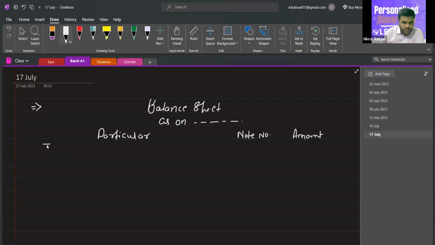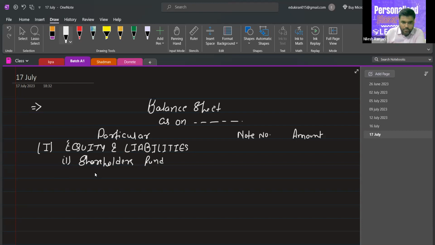Now, the first side, the upper side, is called equity and liabilities. Under equity and liabilities, the first item is shareholders fund. And we have already discussed the concept of share capital under shareholder fund.